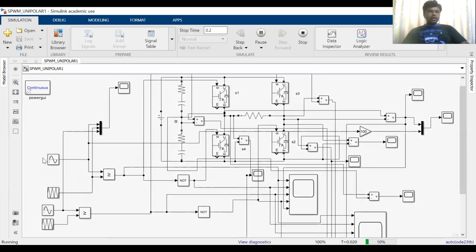So see here, two carrier waves. This is one reference wave, another reference wave. This is one carrier wave, this is another carrier wave. This is 0 degrees, this is 180 degrees. So those pulses are given to S1 and S4 like that. Okay. So here more scopes are connected to monitor all the waveforms. Right. Now I want to show you the output voltage waveform, and some switching pulses also, right?